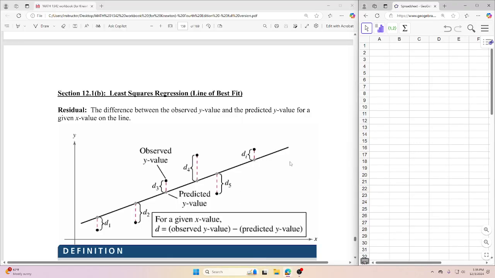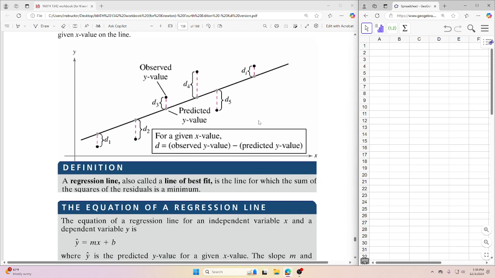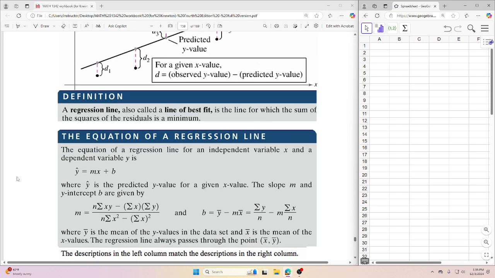We are in 12.1b. So we're trying to find the best fit line. And do they have the cool formula? Oh yeah, love this formula, guys. Look at that cool formula. So m equals.